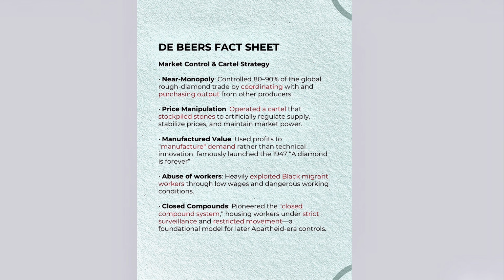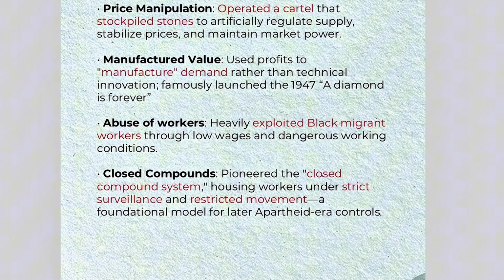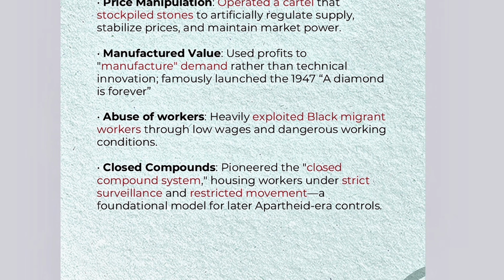So here's a fact sheet on De Beers. De Beers was a near monopoly and they only coordinated purchasing output from other producers. They manipulated the prices by operating as a cartel and they stockpiled diamonds. They made sure that there wasn't too much supply in the market, therefore manipulating the price. They also used their profits to manufacture demand, and not for technical innovation like the script said. They manufactured the ad, "Diamonds are forever," which artificially boosted demand for diamonds. They actually abused their workers and operated closed compound systems under strict surveillance and restricted movements.